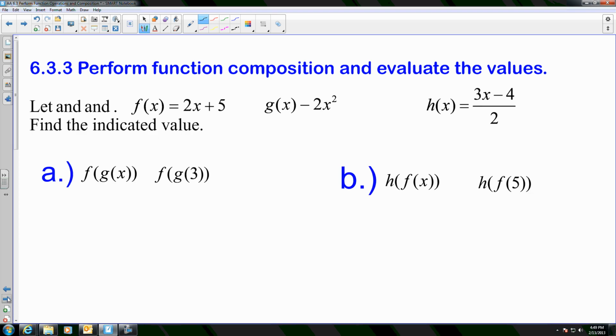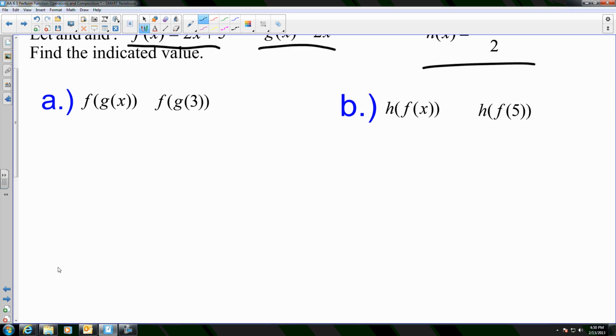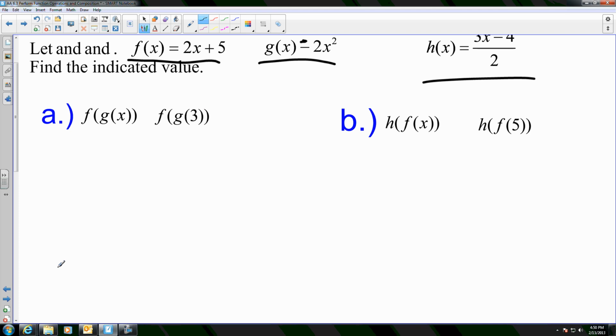Last thing that I'm going to do is perform function compositions and evaluate each value. So here f of x equals 2x plus 5, g of x equals 2x squared, and h of x equals 3x minus 4 all divided by 2. So here I have g of x is a function of f, and I want to find what g of 3 is with respect to f.